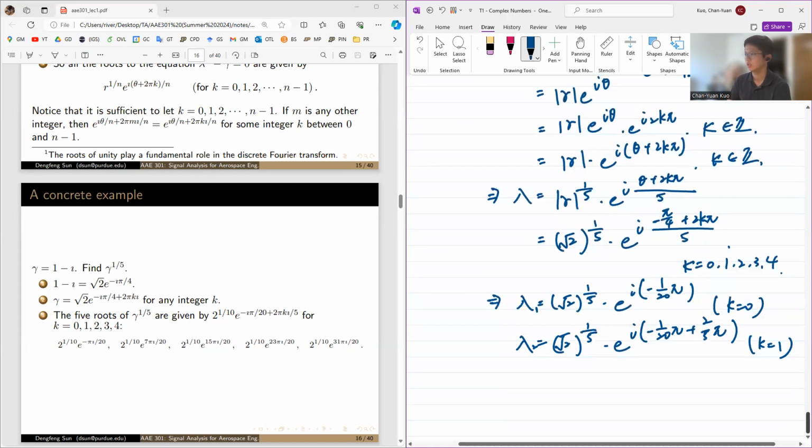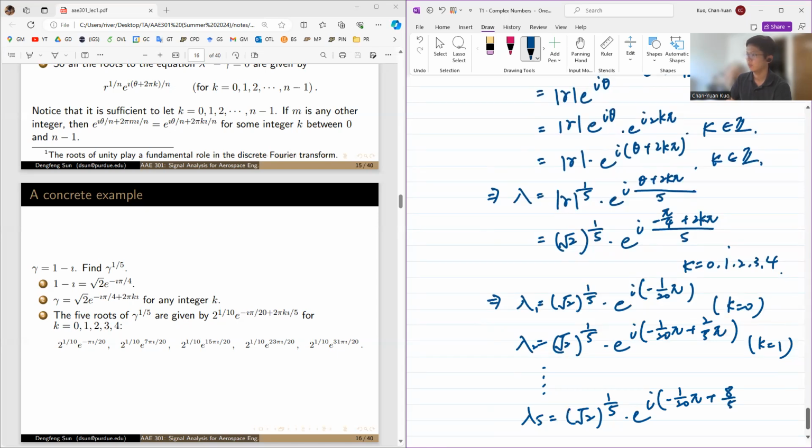And similarly, we can do the same all the way to the fifth root, which is going to be 2 to the power of 1 over 5 times e to the power of i times negative 1 over 20 pi plus 8 over 5 pi. And this is k equals 4.